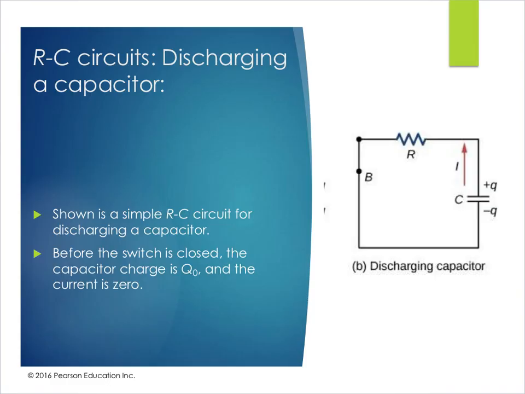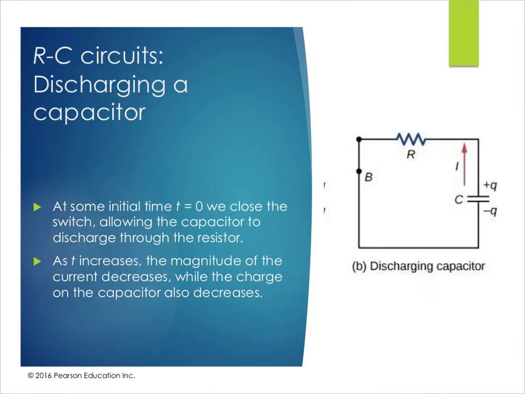Now, we do the opposite: the discharging of the capacitor. It starts fully charged. We could call that Q naught. And the instant that we connect it to a resistor, it will start to discharge. And as it discharges, the potential across the capacitor will decrease.